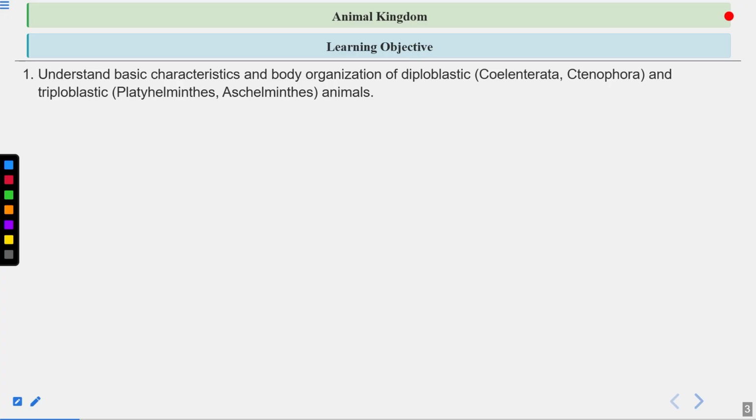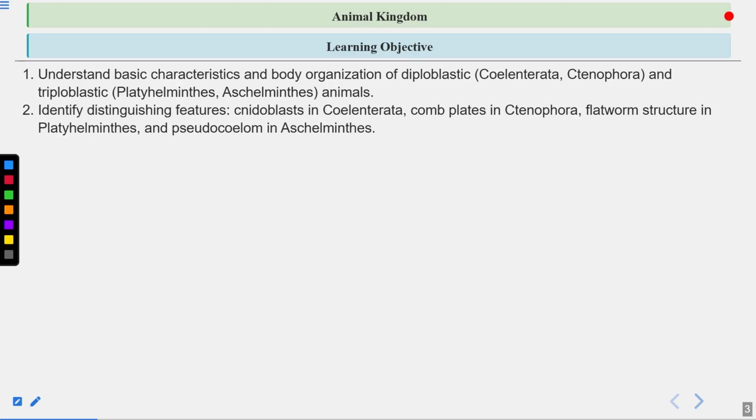Diploblastic means the germinal layer is arranged in two different layers, that is the ectoderm and endoderm. Diploblastic: coelentrates and ctenophora. And the triploblastic: the Platyhelminthes and Aschelminthes. So today we are going to cover the four phyla. Two belong to the diploblastic and two belong to the triploblastic, right? To identify the distinguishing features of a respective phylum.